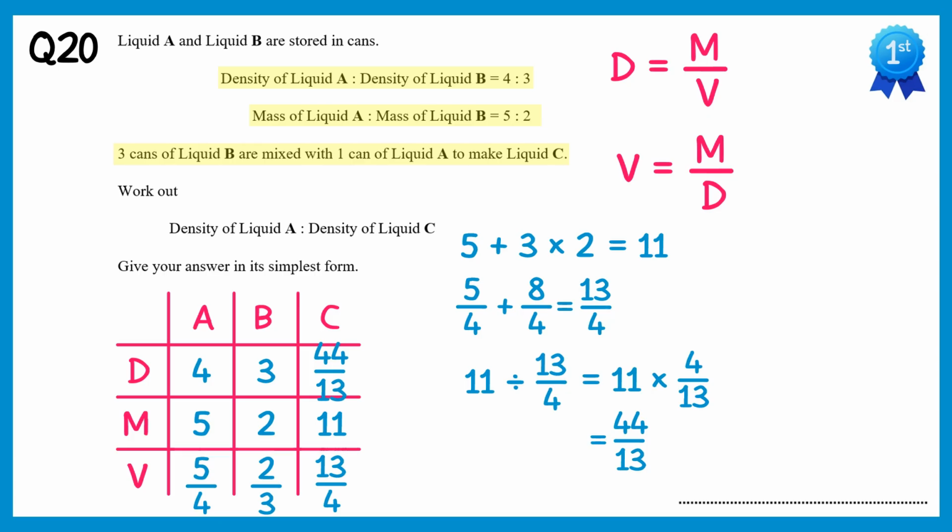We just need to complete the question by writing the ratio of the density of liquid A to the density of liquid C. So we had the density of liquid A as 4, and the density of liquid C we've just worked out is 44/13. We'll need to write this as a ratio in its simplest form. Let's multiply both sides of this by 13. 4 13s are 52, and on the right that'll cancel the 13 to give you 44. And to simplify this fully, you can divide both of these by 4, which gives you 13:11.